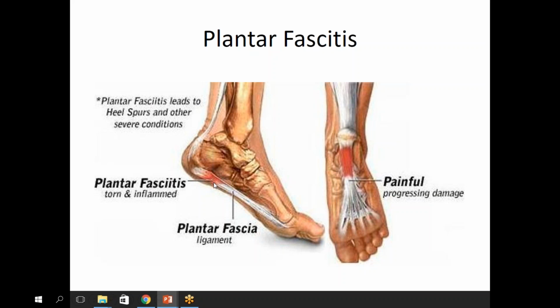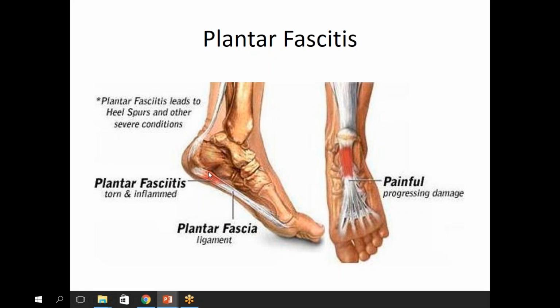You can even tear it jumping off things or from repetitive things. You can actually start micro fraying this. Then that's when people start getting the pain right in front of the heel. Now, I know some of you guys are saying, well, what about a heel spur? Isn't the heel spur the fasciitis?